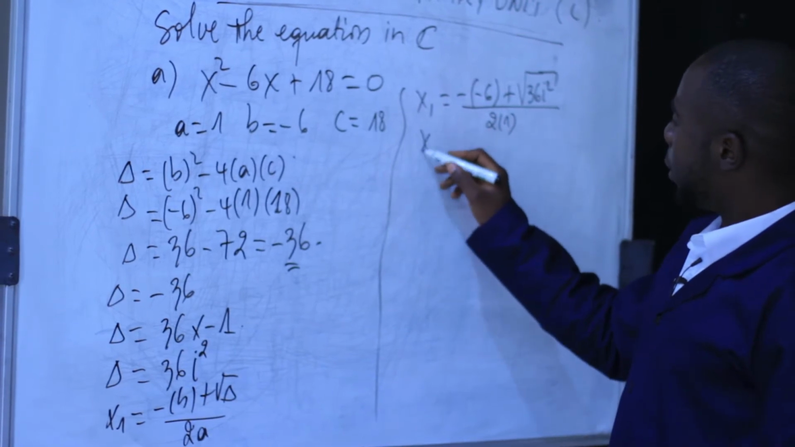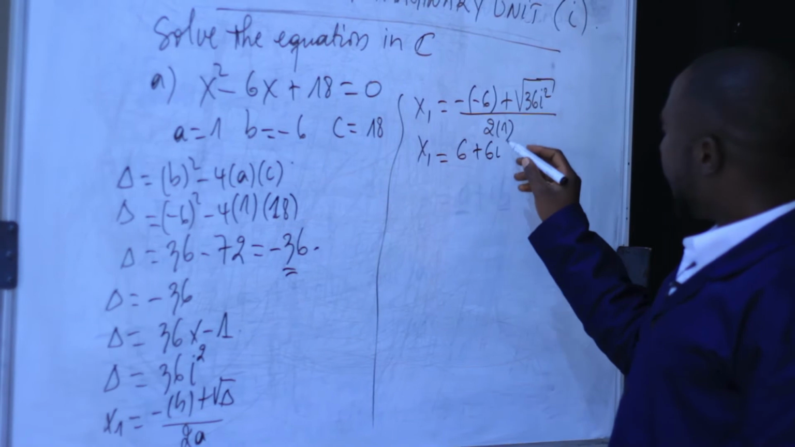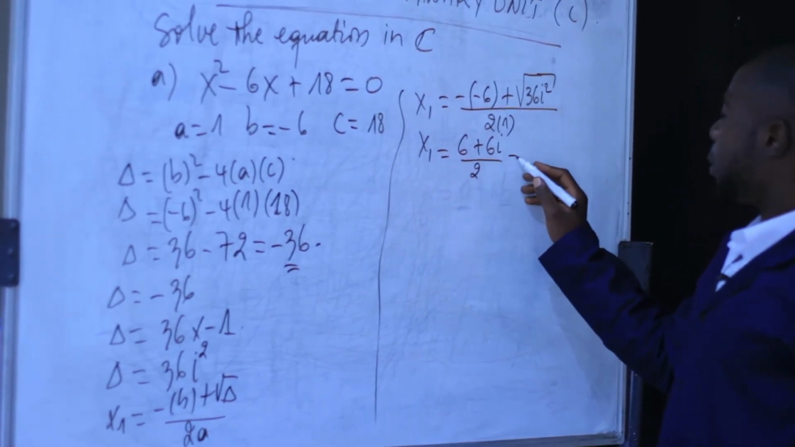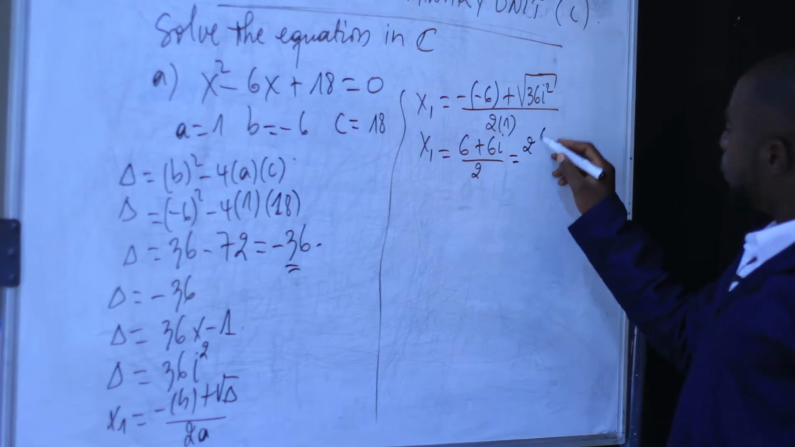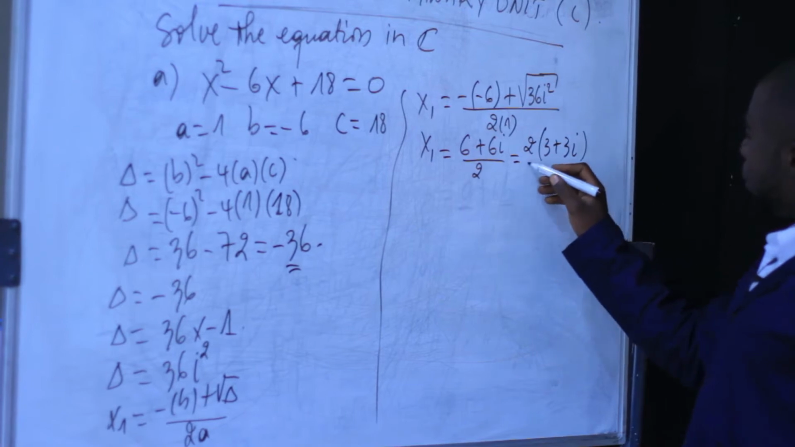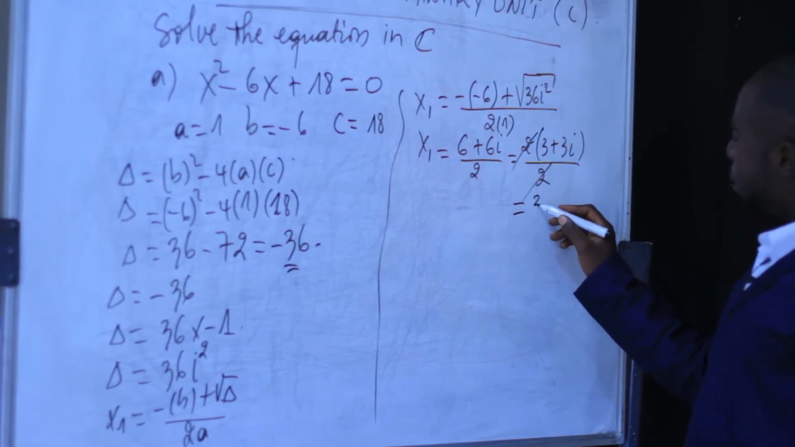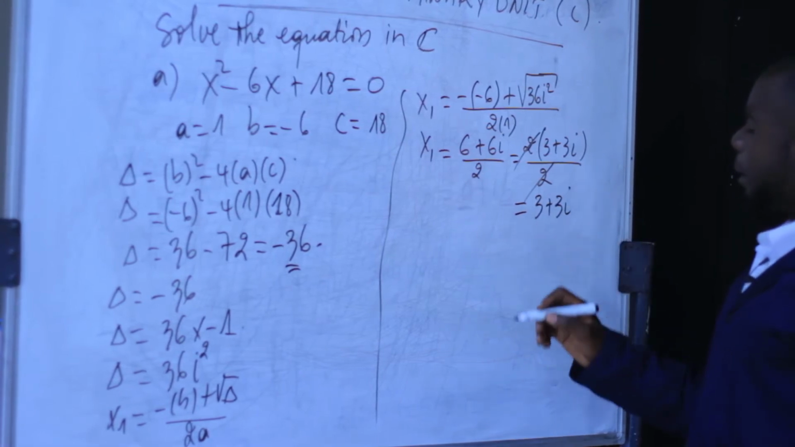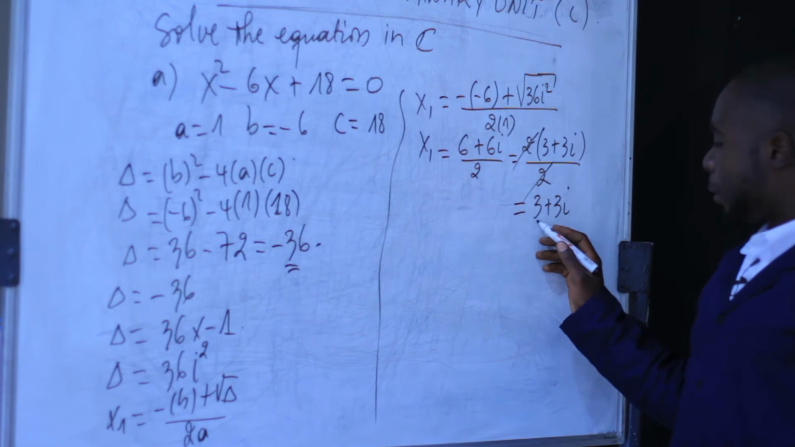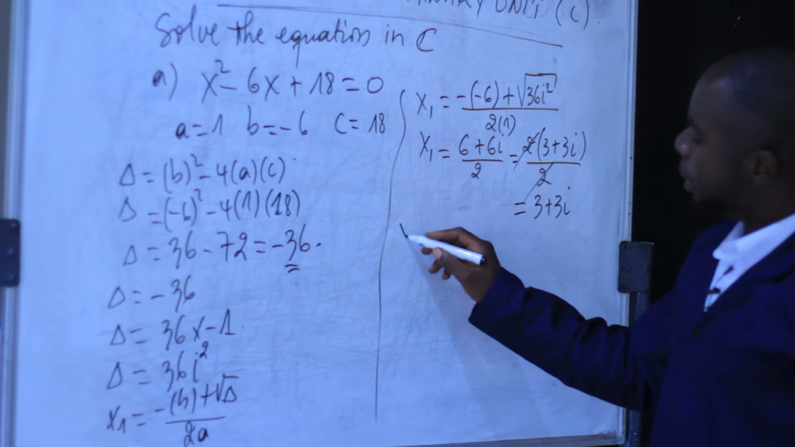x1 will be equal to 6 plus 6i over 2, which is 2 factor of 3 plus 3i over 2. I simplify 2 and I will get 3 plus 3i. This is x1, where this 3 is the real part and this 3 is the imaginary part.